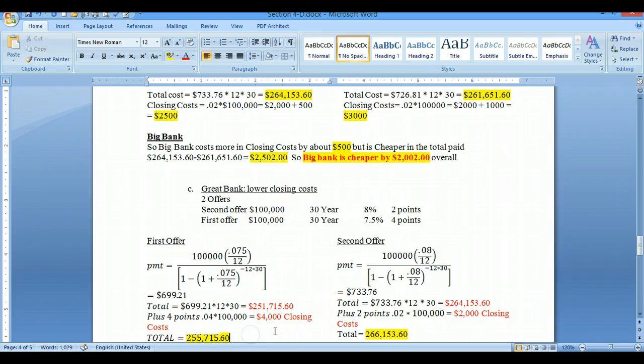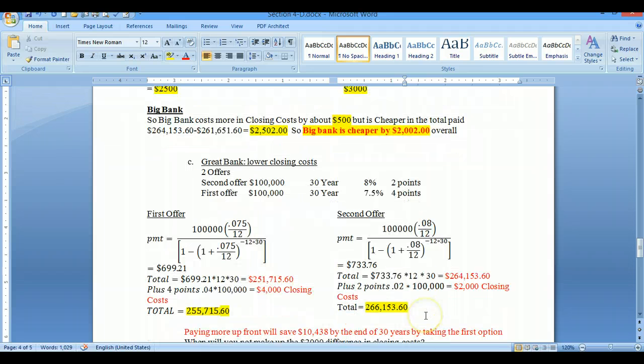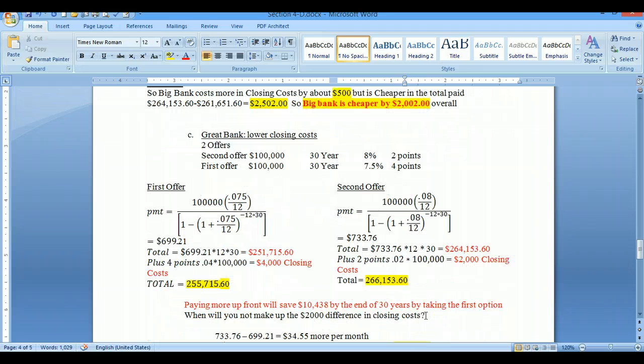Then this ends up being $255,715.60. Adding my closing costs and the total here, I end up with $266,153.60. So I do have to pay a little bit more upfront, but at the end of 30 years, by taking this option, I end up paying a lot less.